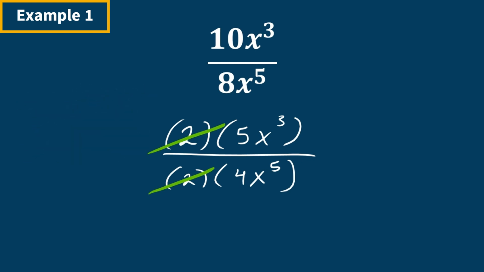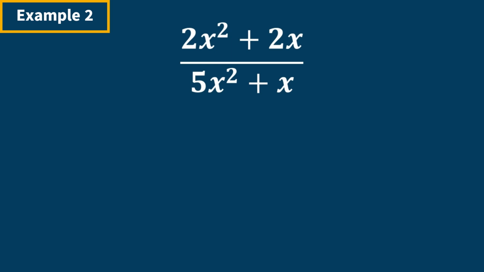All we have to do now is simplify the variables, and we see that there's x cubed on top and x fifth on the bottom. Well, the bottom one has 2 more x's. That means that our answer is going to be 5 over 4x squared.